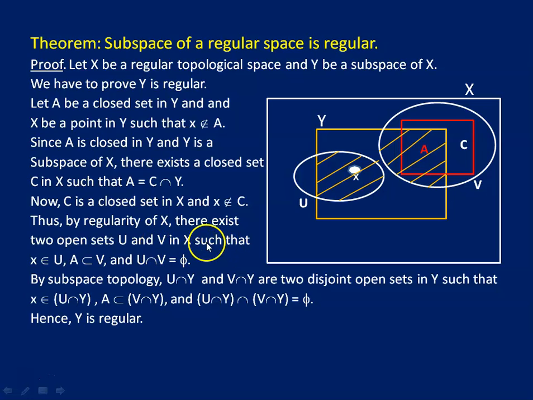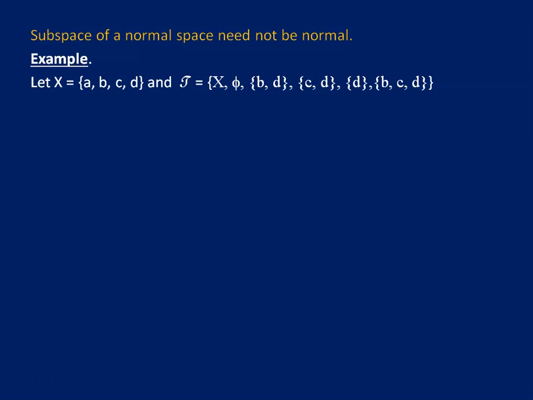So from this we can say that a subspace of a regular space is always regular. But a subspace of a normal space need not be normal. Here we have an example.